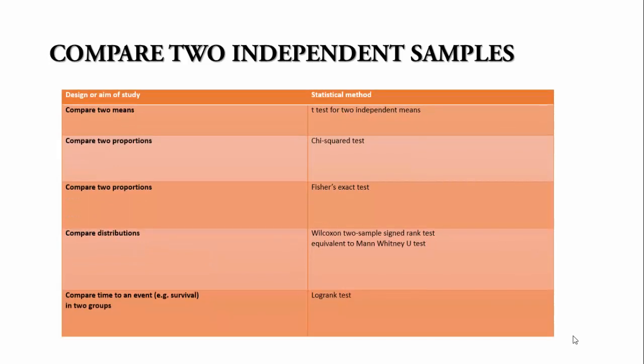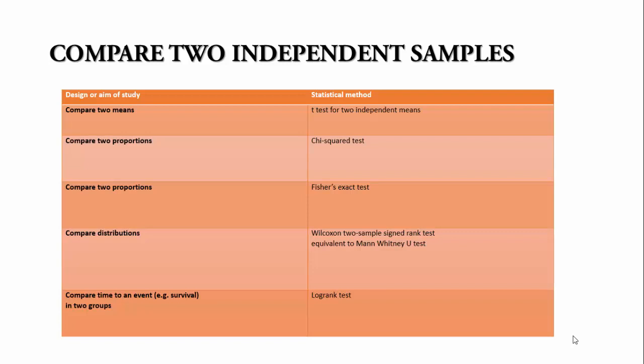So if you want to compare two independent samples where the design is to compare two means, the basic assumption for the data will be the data has to be continuous and normally distributed. And if you want to know whether the data is normally distributed, you have to generate a normal curve and see whether there are any outliers in that data. And also the last assumption will be the data has to have the same variance. The statistical method to be used in this will be the t-test for two independent means.